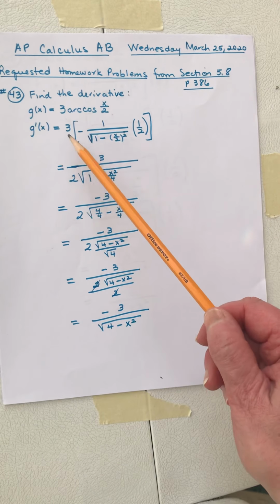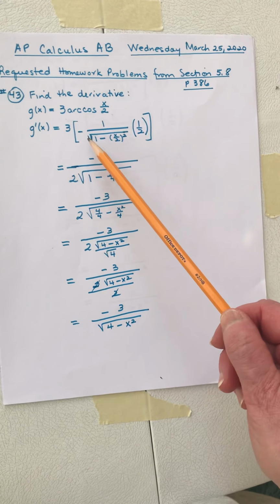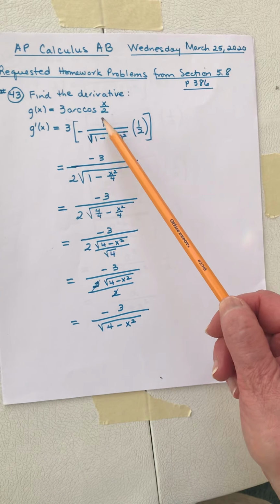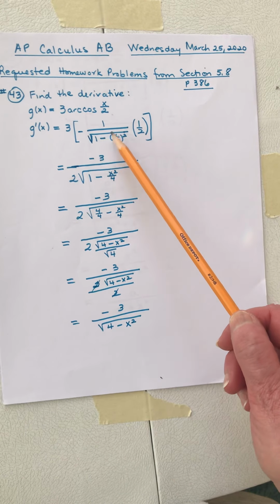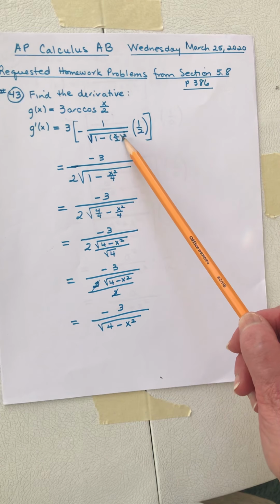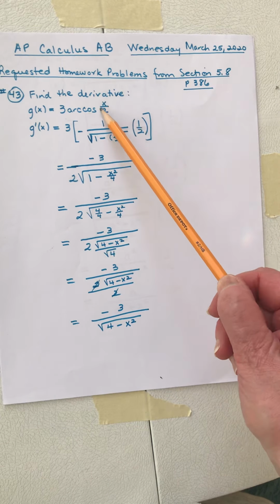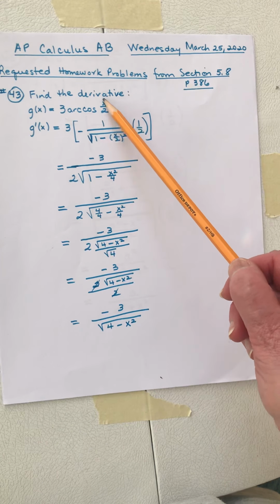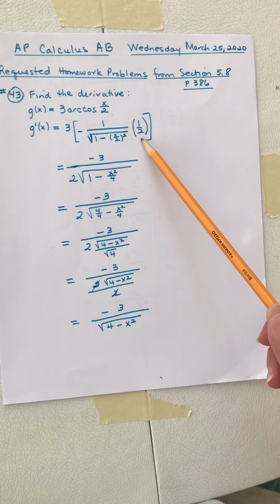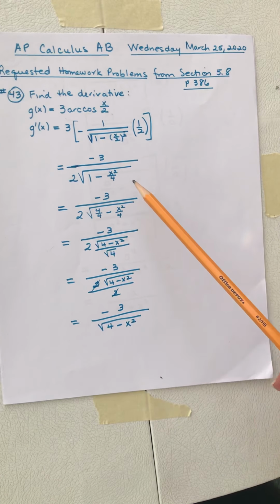So the 3 is a coefficient, pull it aside. We have the negative from our formula, and then we get 1 over the square root of 1 minus the function x over 2 squared times the derivative of x over 2, which really represents 1/2 x, so the derivative is just 1/2. And then the rest of this is just simplifying it.